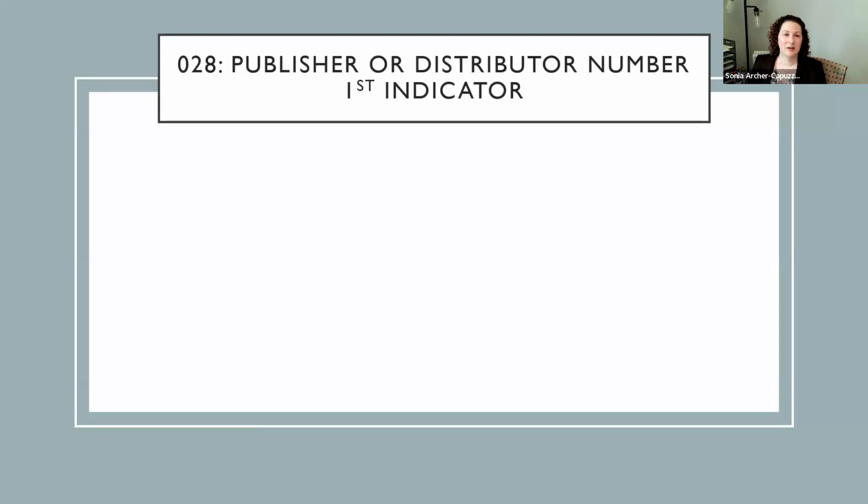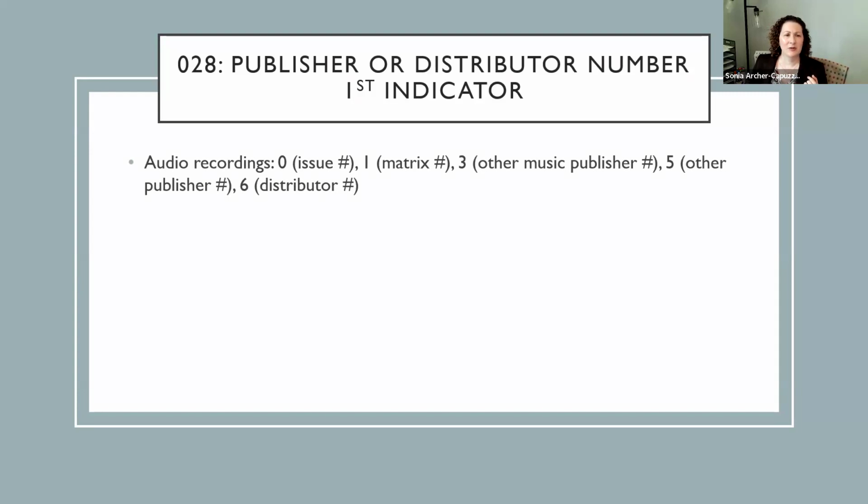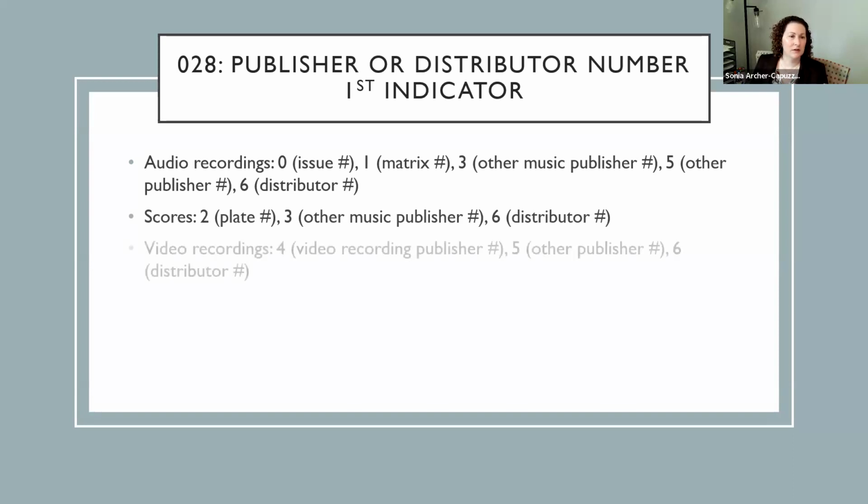So moving right along, I also put together a sort of cheat sheet for myself for the 02X, because you have all these first indicators and they can go with a lot of different things. So I went through and figured out where certain first indicators would go. Audio recordings would probably end up potentially with first indicator 0, 1, 3, 5, or 6, most likely. Scores is a more manageable list, 2, 3, and 6. Video recordings 4, 5, and 6.